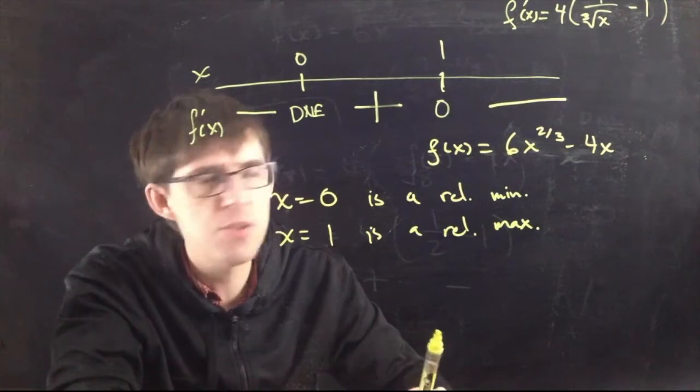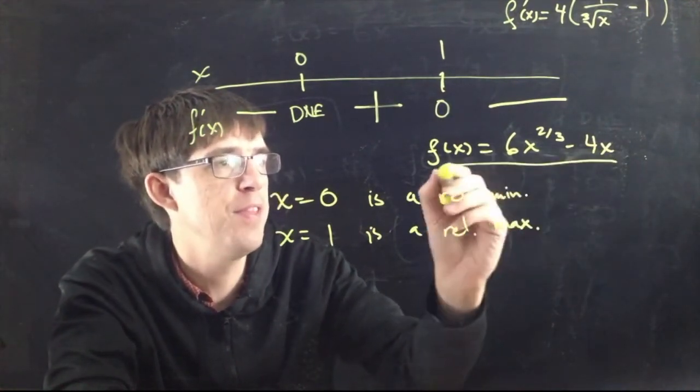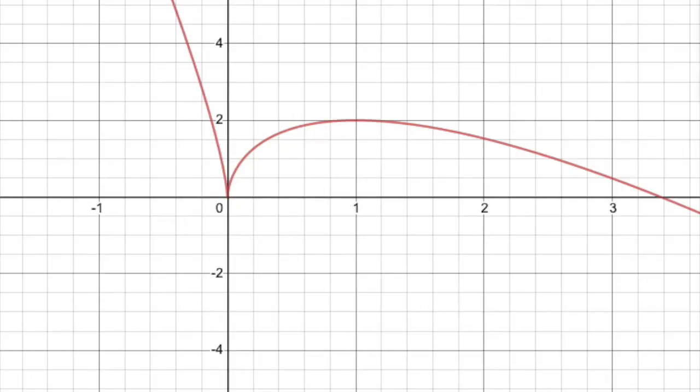Might as well check the answer. Remember, you can always check your answer by graphing the original function, so I'm going to graph this function right here. When I look at it, I do indeed see at x equals 0, there is a relative minimum. It's that pointy point. That pointy point is what makes the derivative not exist there. And then x equals 1 is a relative maximum of a more ordinary type. Okay.